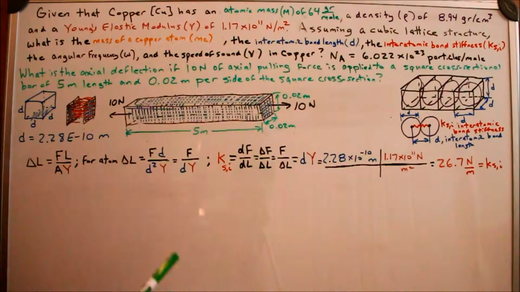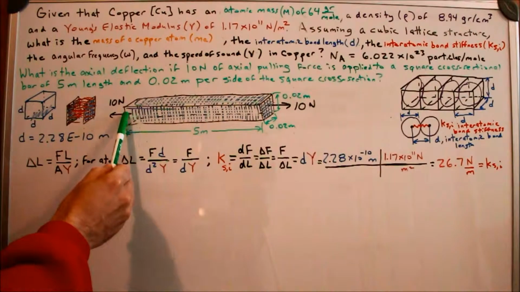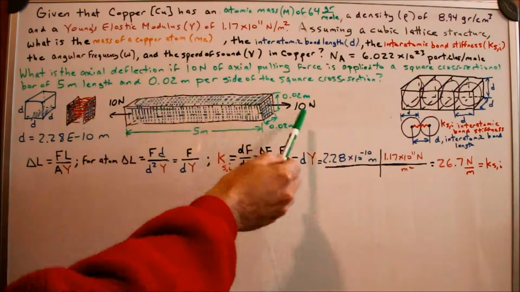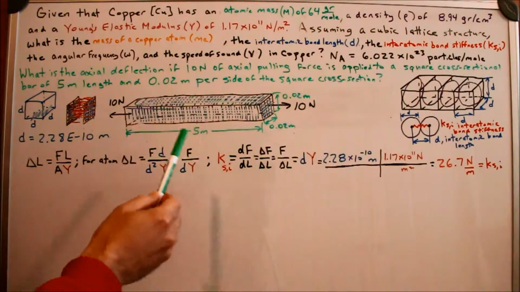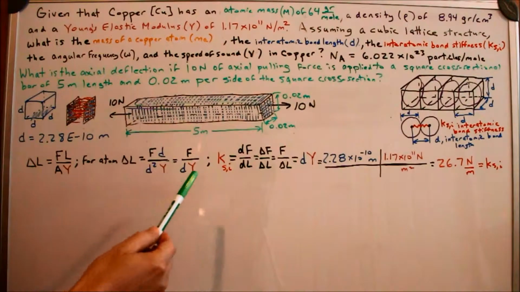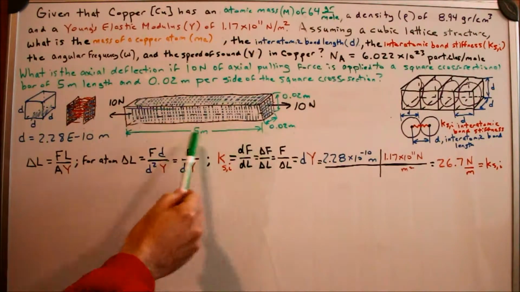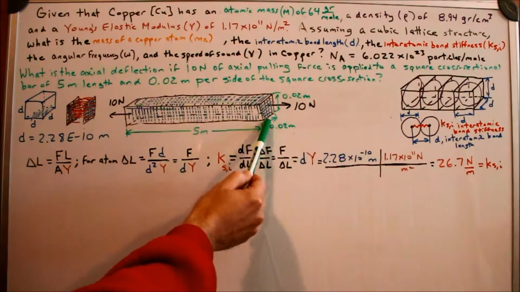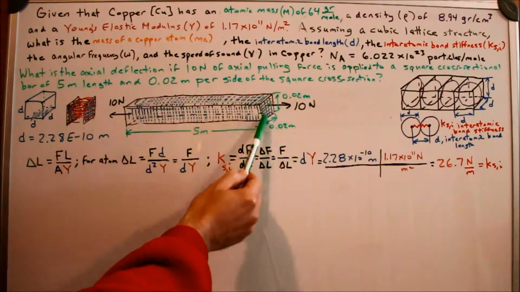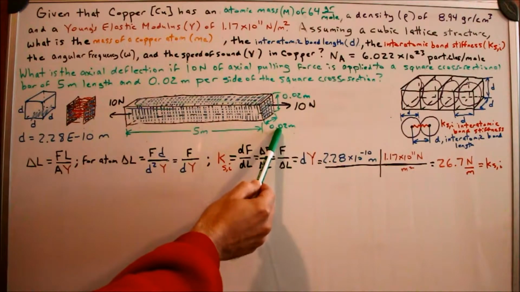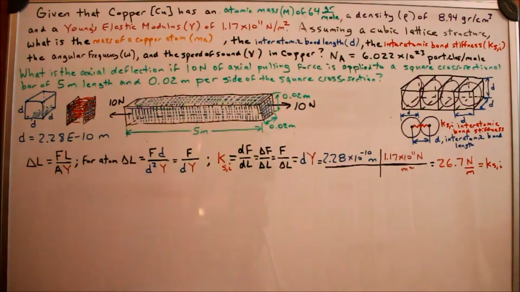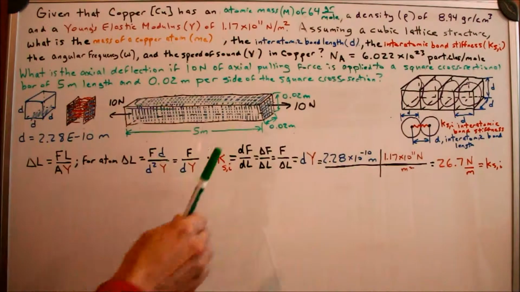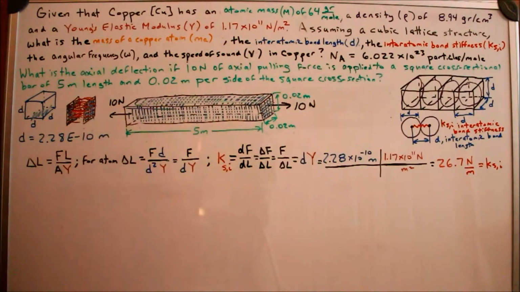Given this problem, the next problem is if I put 10 Newton axial pulling force on a bar which is made of this copper, and the bar is 5 meters long and has a square cross section where each side of the cross section has 0.02 meters. What's the actual deflection? How much does this stretch?